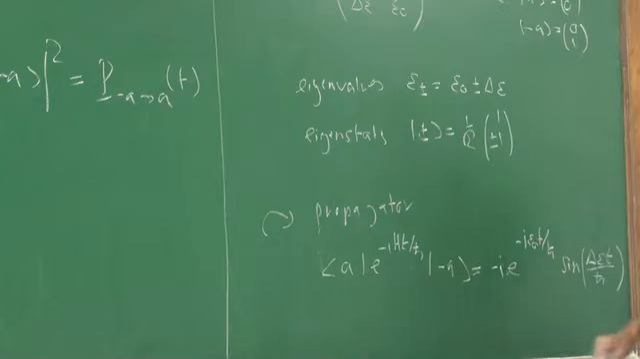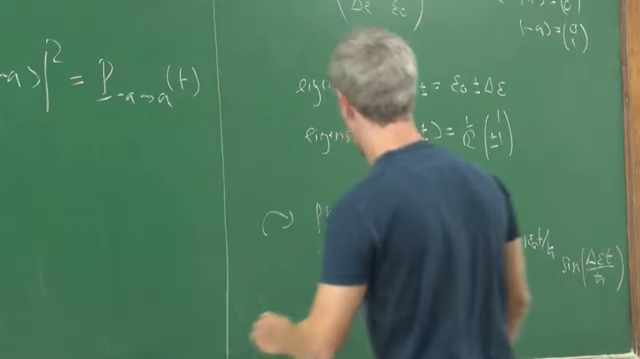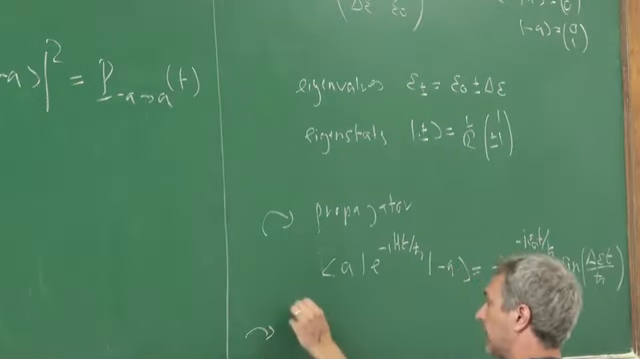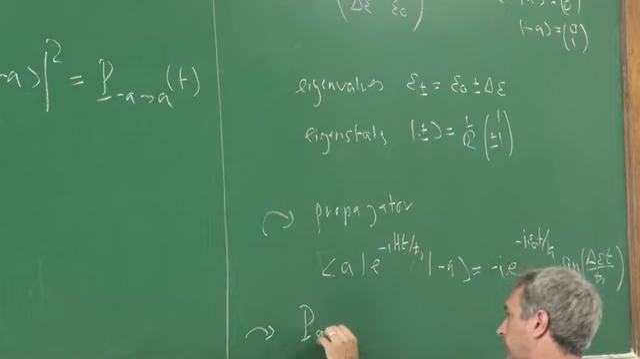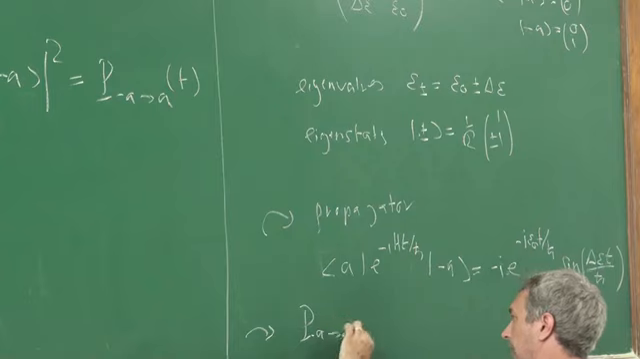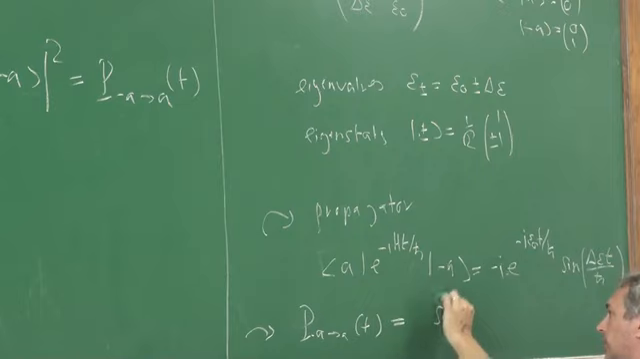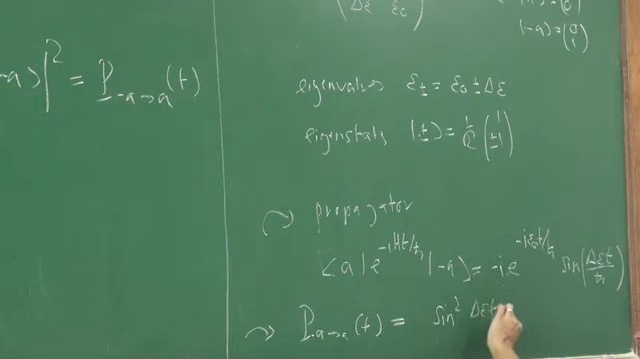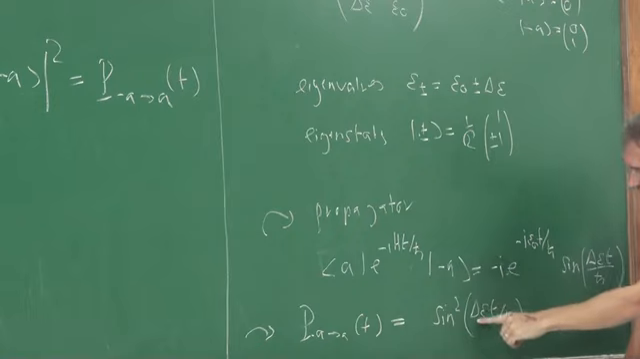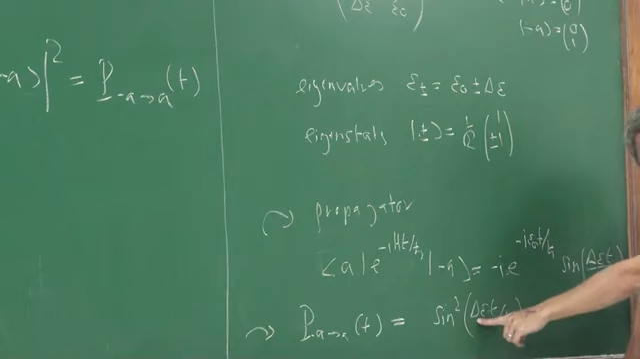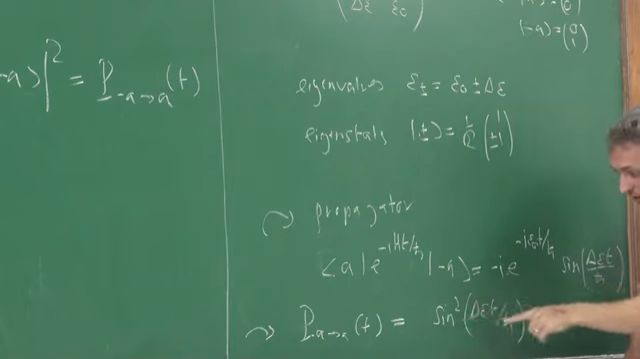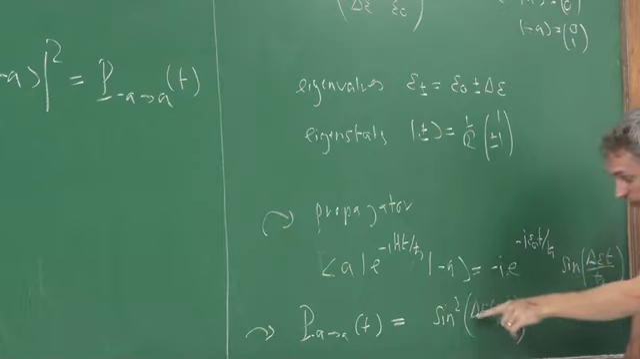To find the probability now, we have to square this. So the probability to pass from minus A to A in a time t, according to the simple model, is given by sine squared of delta epsilon t over h bar. Now the result depends on this phenomenological parameter delta epsilon that we introduced, and we have just the periodic probability.